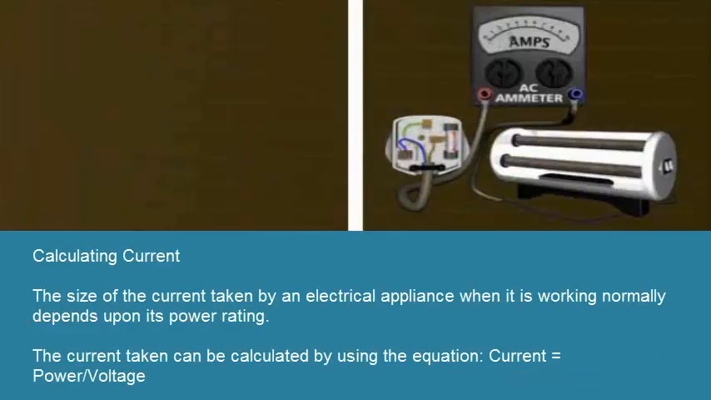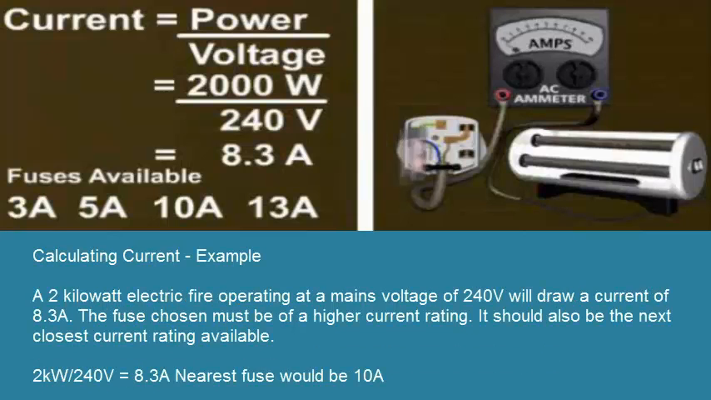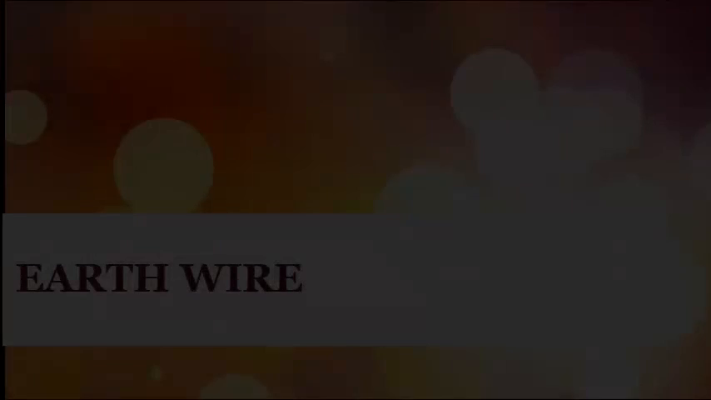The size of the current taken by an electrical appliance when it is working normally depends upon its power rating. The current taken can be calculated by using the equation: current equals power divided by voltage. A 2 kilowatt electric fire operating at a mains voltage of 240 volts will draw a current of 8.3 amps. The fuse chosen must be of a higher current rating. It should also be the next closest current rating available. 2 kilowatts divided by 240 volts equals 8.3 amps. Nearest fuse would be 10 amps.